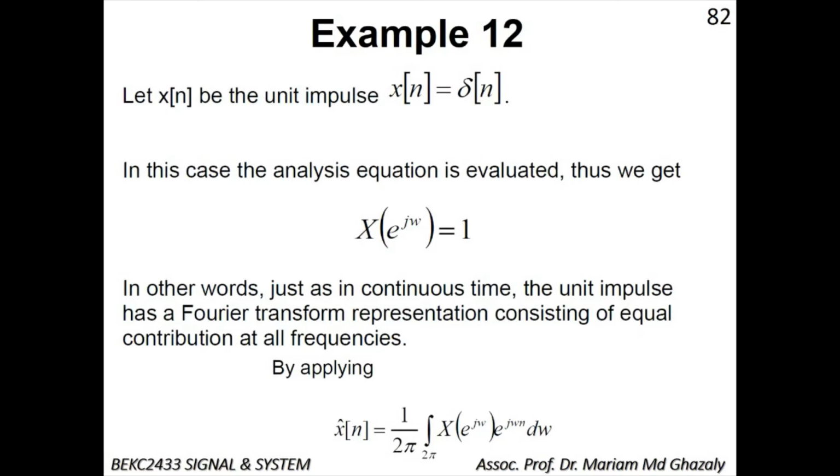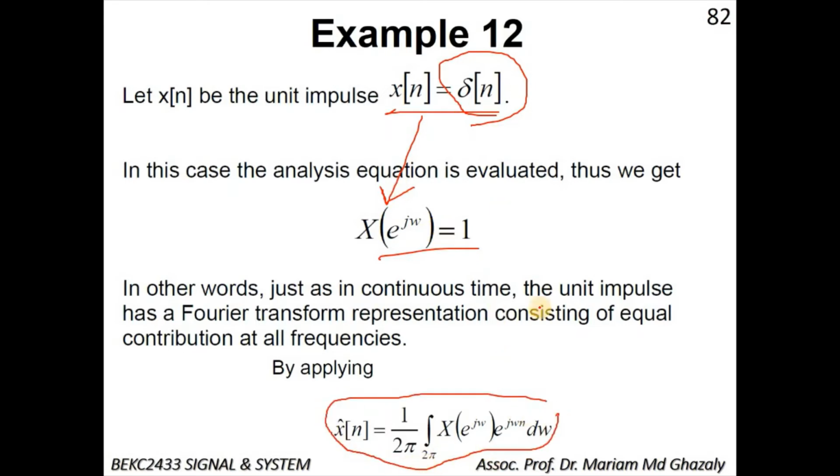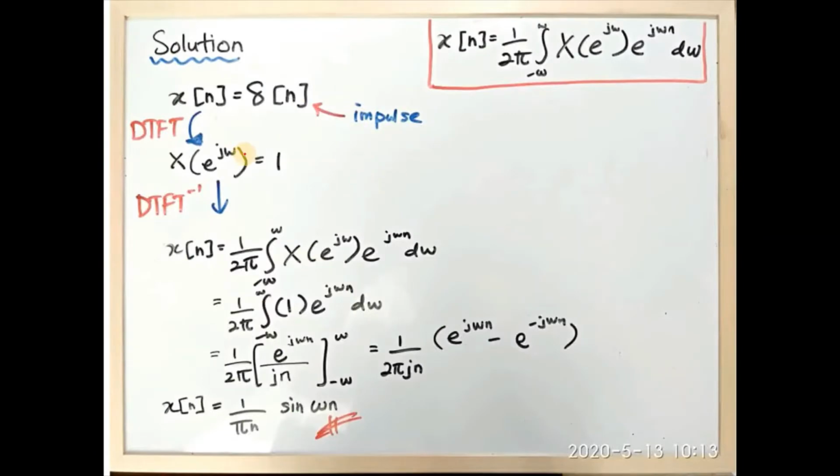Okay, so let's look at example 12. Let's say that you have x[n] equal to δ[n]. If you refer to the table of equations for the discrete time Fourier transform, looking at x[n], you will get the value X(e^(jω)) equal to 1. In other words, this δ[n] can be represented as 1 in the frequency domain. However, we try to solve this by deriving it. So let's see how we can solve this problem.